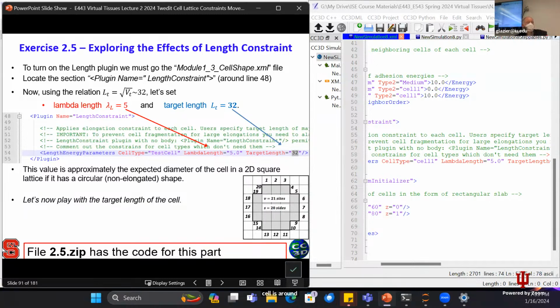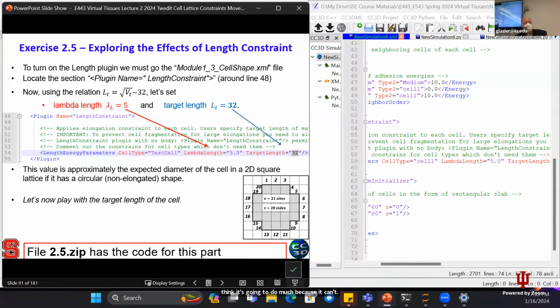And so now you can define lambda length to be bigger than 32, make it 64 or something like that, and you should see an ellipsoidal cell. If you make lambda target length smaller than 32, I'm actually not sure what you'll get. You could try it. Okay? I just get more circle below 32. Yeah, I don't think it's going to do much because it can't.